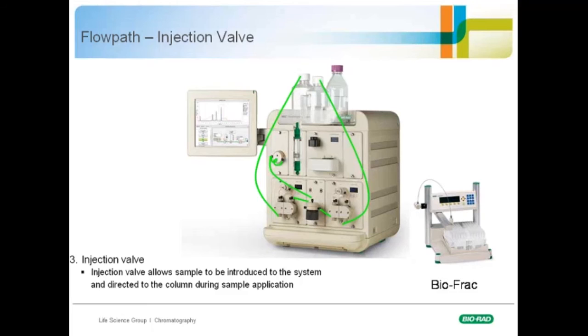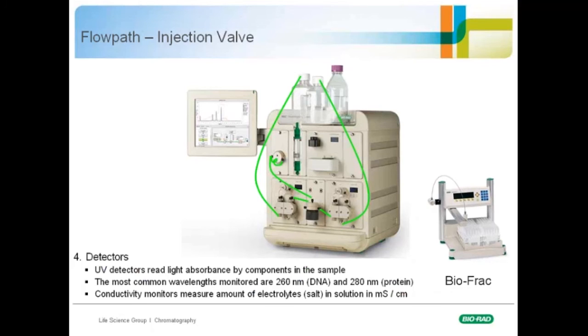In this case, we've drawn in a little sample loop, and I'm sure many of you are familiar with sample loops, so that's a great example of what you might use in your lab. The next step after all this is really to get the fluid and your sample onto the column. And you see our illustration of a column there.